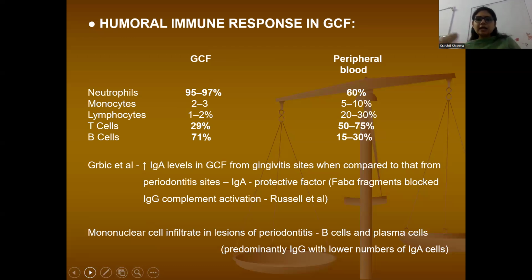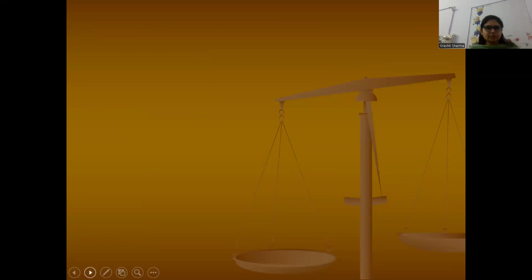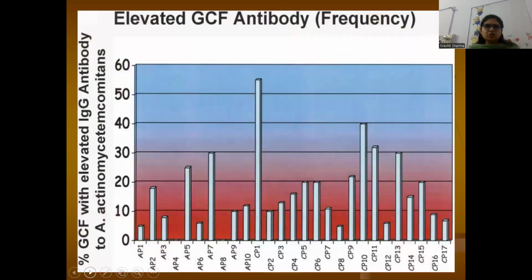High levels are seen in the cases of gingivitis. Mononuclear cell infiltrate in lesions of periodontitis shows B cells and plasma cells, predominantly IgG with a lower number of IgA cells. So here we can see elevated GCF antibodies. It does not hold that much significance when you need to understand.